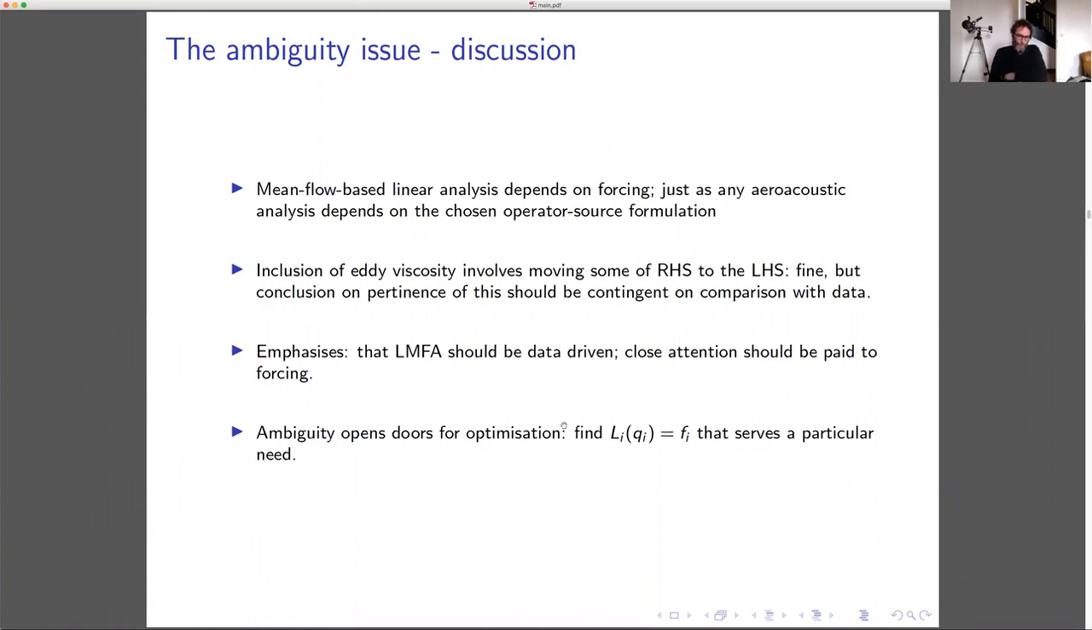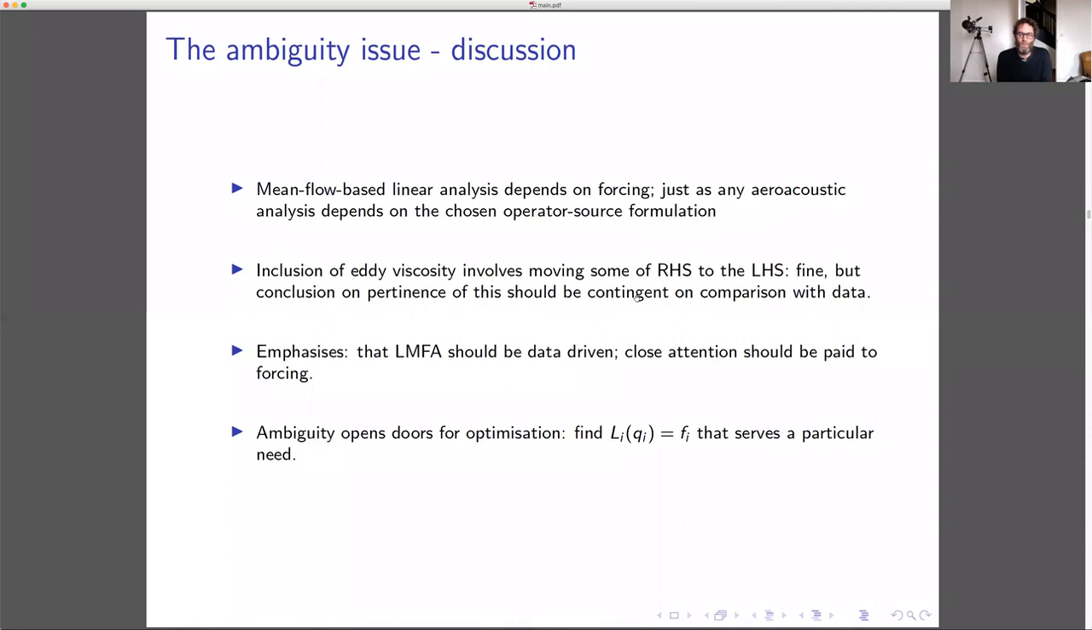I've got a mention of eddy viscosity here because there's a lot of discussion of this at the moment in the literature, and I think this somehow clarifies what's going on when you use an eddy viscosity in your construction of your linear operator. Basically, you're moving something from the right-hand side into the left-hand side. Now that's fine. That can be an interesting modeling choice. But the point I'd like to make here is that there's no a priori reason why that would be the correct thing to do, right? It's something I think that any conclusion on whether it was a good idea or not should wait for a comparison with data.